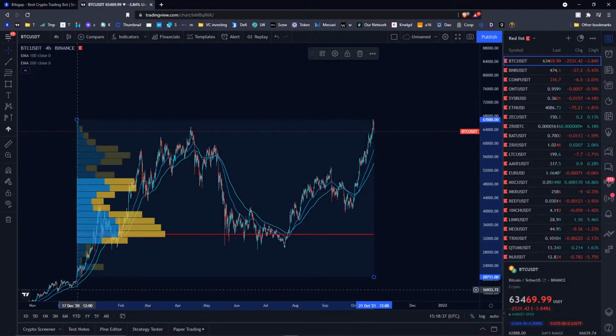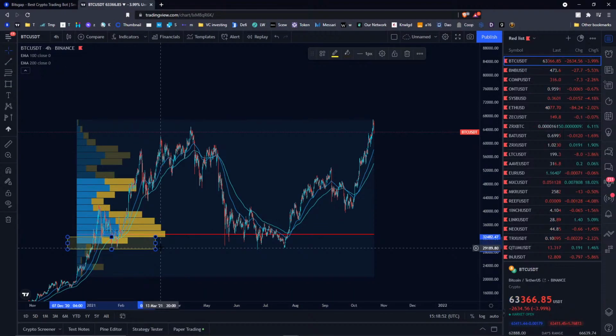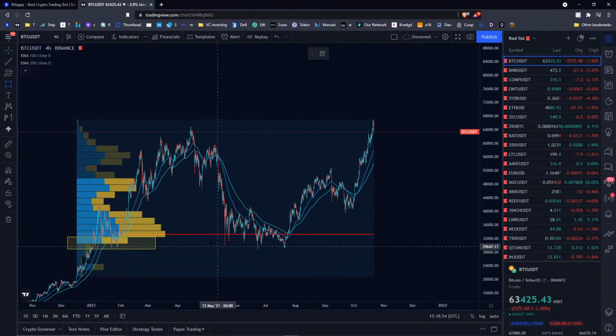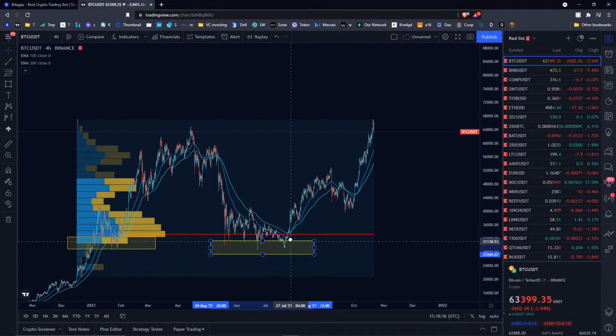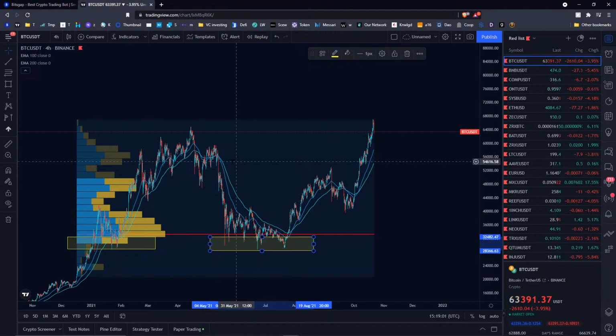If I go from basically the beginning, you see the biggest volume traded was here at 33,000, which is not a surprise, because that's the exact level of price which, first of all, corresponds with the support over here, perfectly aligns, and also that was the period of accumulation after this huge sell-off in May 2021.